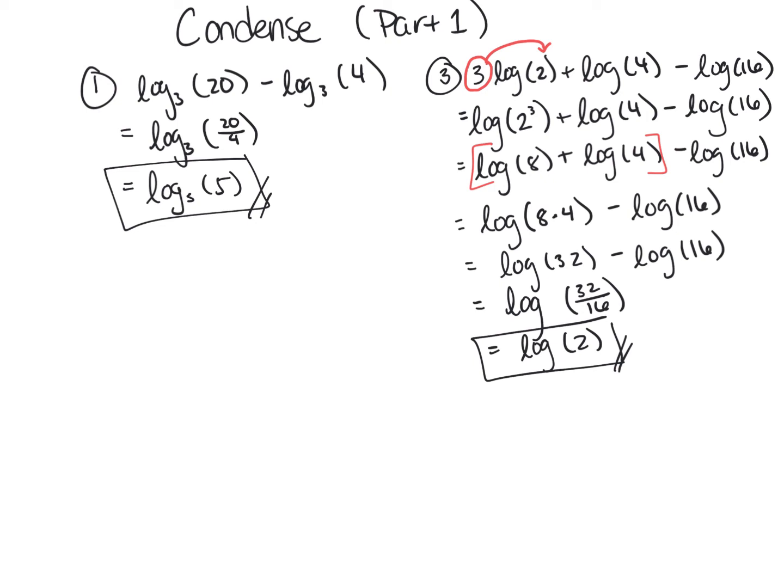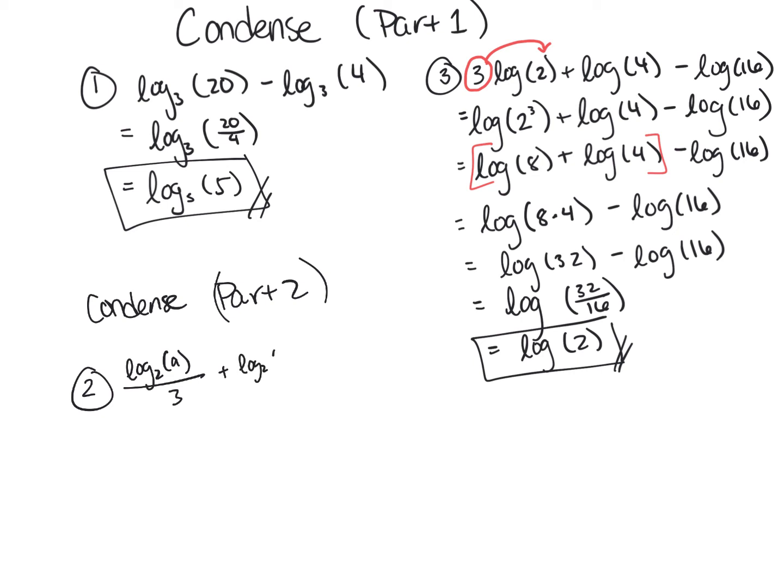To practice one more rule, in the second condensing section, I just want to go over problem number 2, then we'll move to expanding. So in condense part 2, problem number 2 reads, log base 2 of a divided by 3 plus log base 2 of b divided by 3 plus log base 2 of c divided by 3.